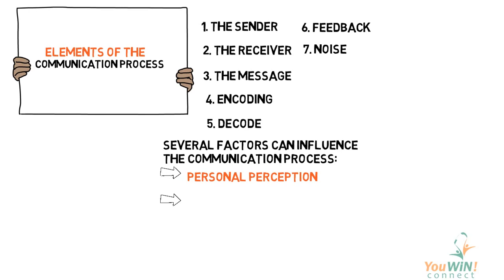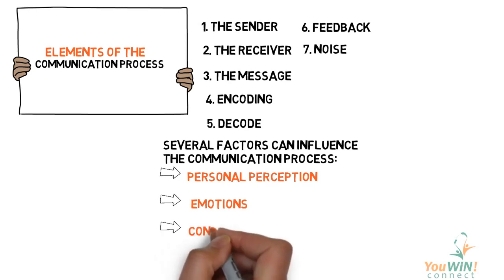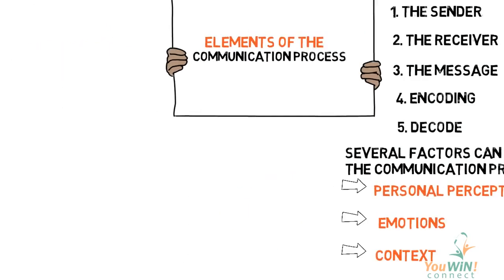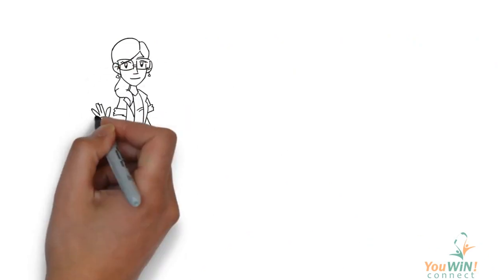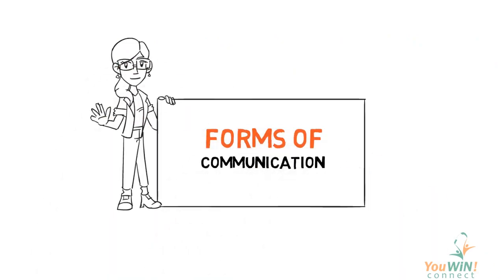The second is emotions. Now, emotions can influence both the sender and the receiver. A person having positive emotions tends to receive a message more actively than one having negative emotions. Another factor that influences the communication process is context, and this is a situation in which your message is being delivered. Now let's look at the forms of communication. There are 2 forms of communication. We have the verbal and non-verbal communication.